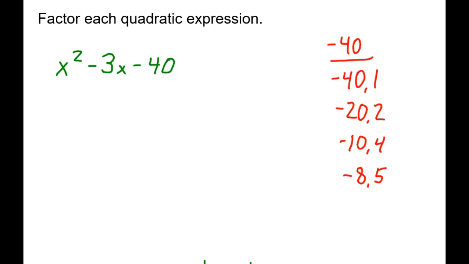Now when I look at my list of possible factors, I'm looking for the combination of factors where, when I take that sum, I get negative 3. The combination that works is negative 8 and positive 5. So I can factor this down into x minus 8 and x plus 5. This is the factored form from the original quadratic expression that was written in standard form.